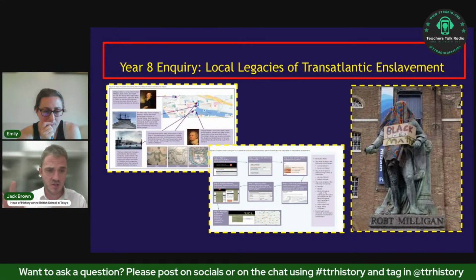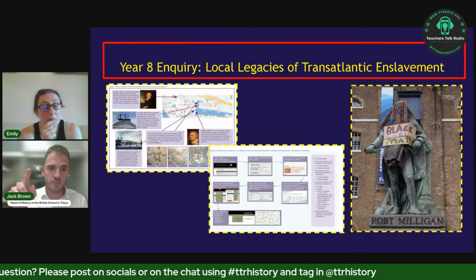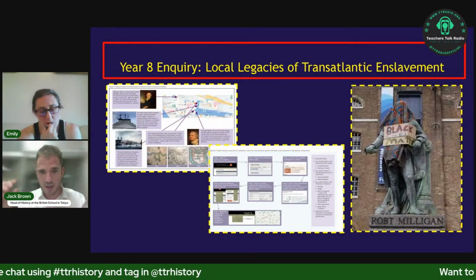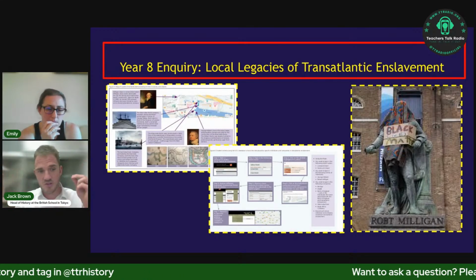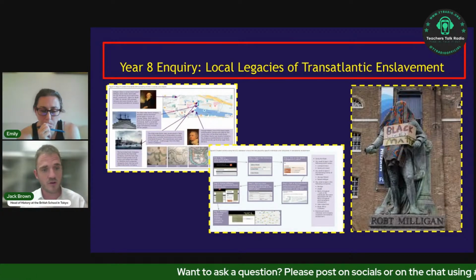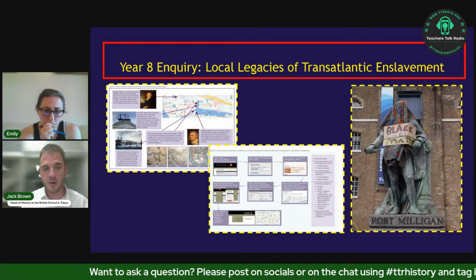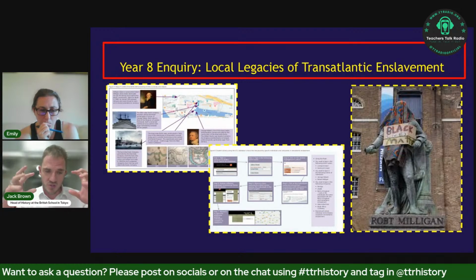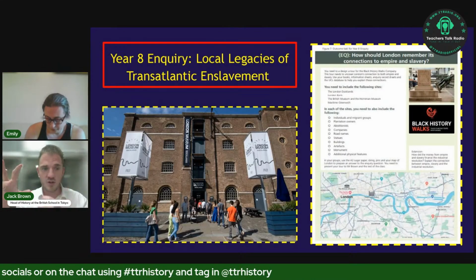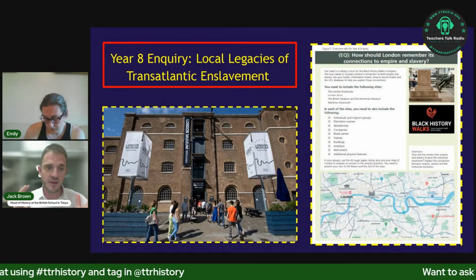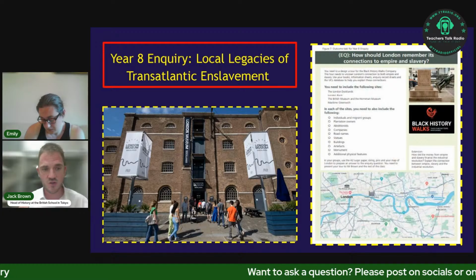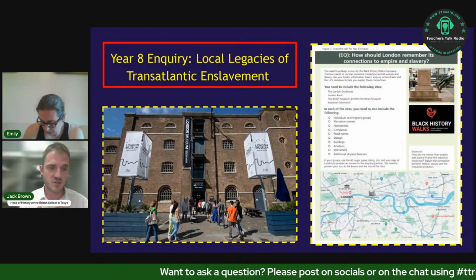We get the students to design a walking tour looking at basically London's connections to empire and slavery, and they have to link it back to previously taught inquiries. So we felt this was a really powerful way of identifying the connections between the British Empire, the Industrial Revolution, and transatlantic enslavement. And having this mini inquiry at the end of Year 8 shows that these were not separate and distinct histories, but actually they're all intertwined.